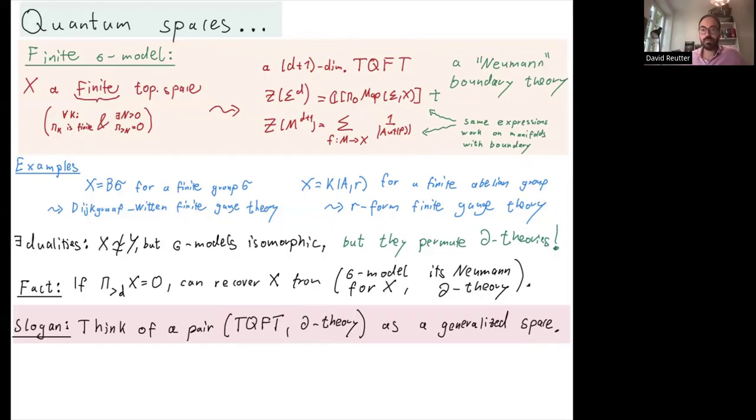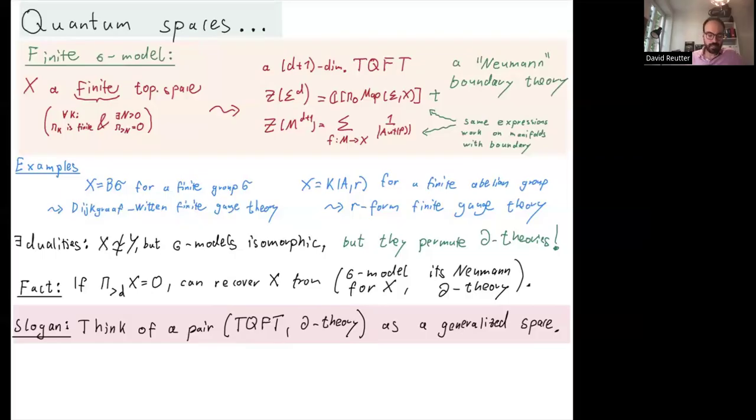And this is what we will do in a second, where we will try to study the homotopy groups of such a pair. Okay, so this is the slogan here: a pair of a TQFT with a boundary theory behaves very much like a topological space in some generalized way. And you should try to develop homotopy theory for these guys. Okay.